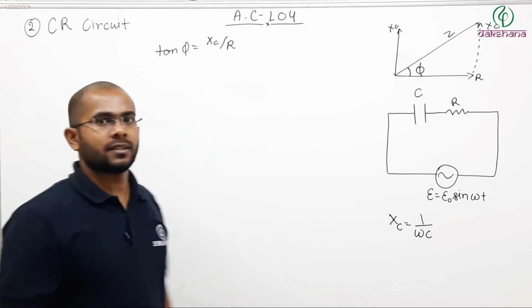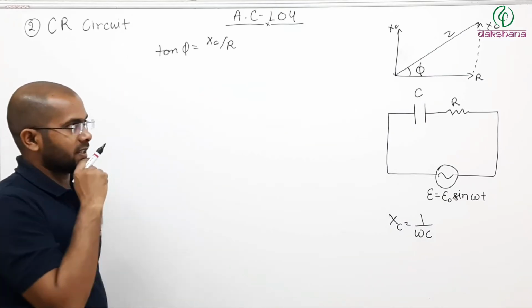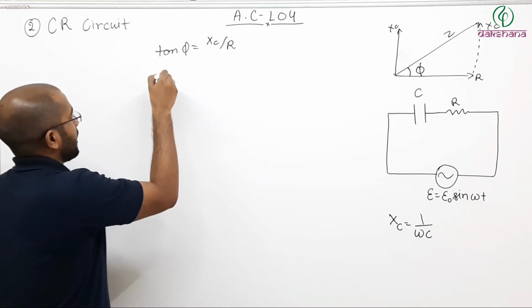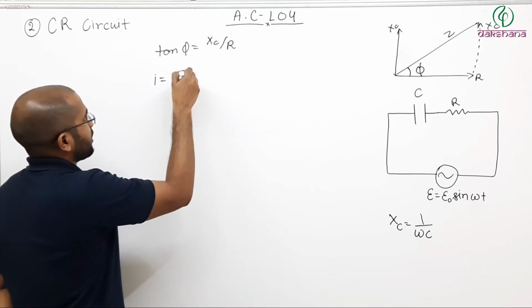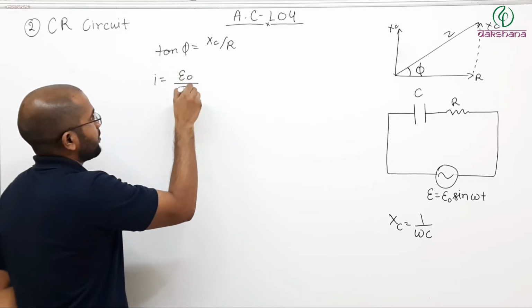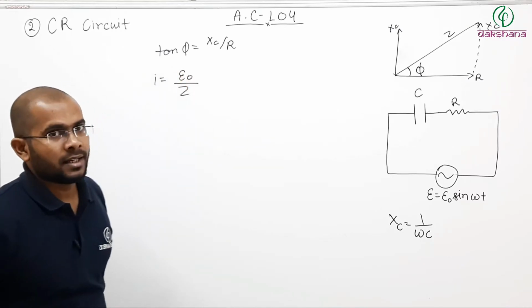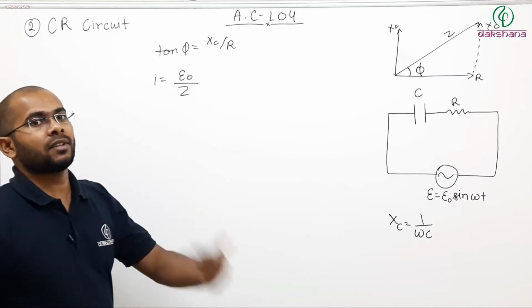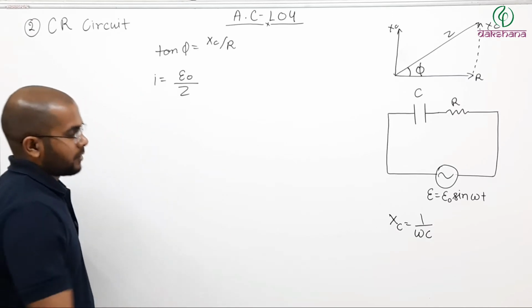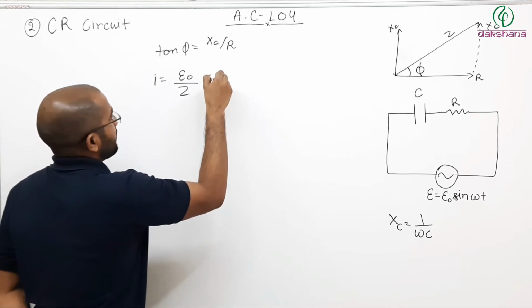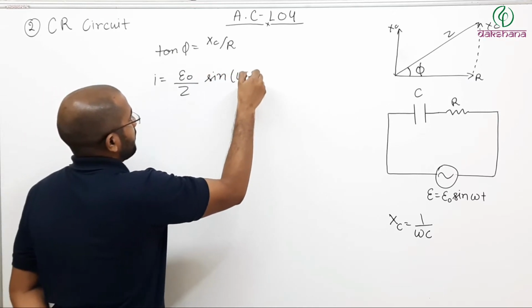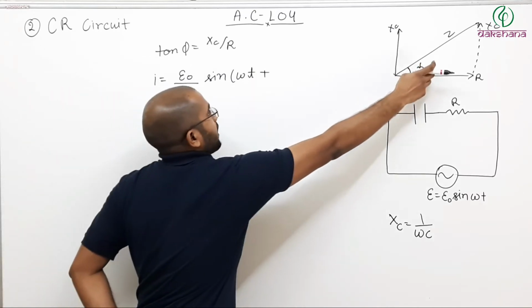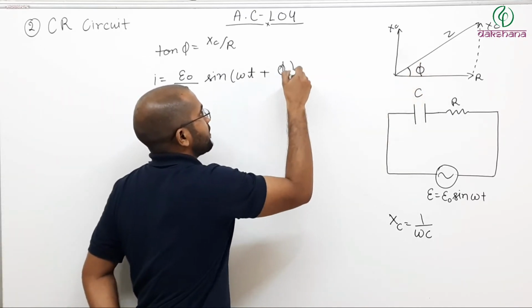So here XL is 0. So tan phi is this. Now if I want to write the current, so current in this circuit would be what? Current would be nothing but E naught by Z. What is Z? Z is the impedance of the circuit, that is the effective resistance of the circuit. So E naught by Z sine of omega t plus phi, plus this phi angle.